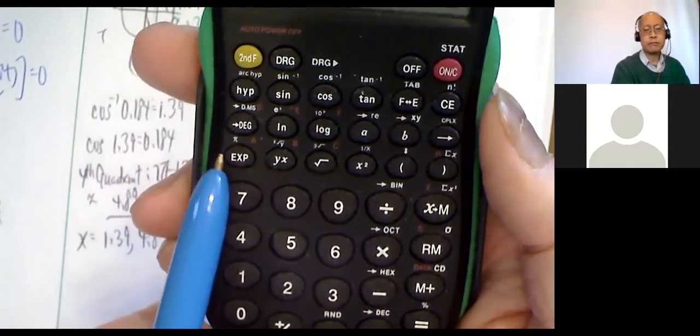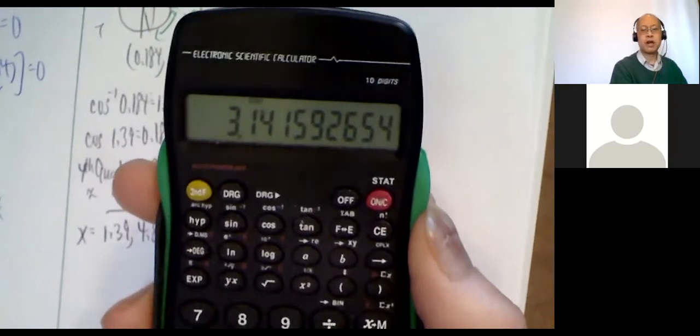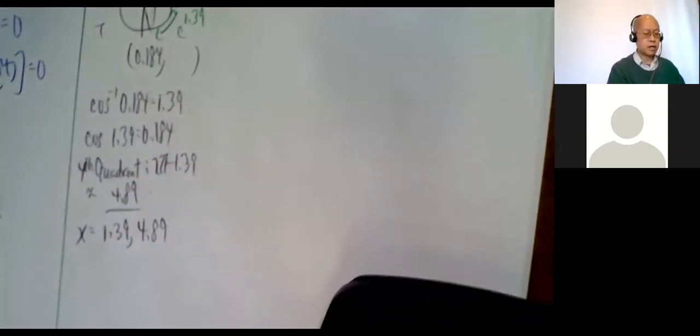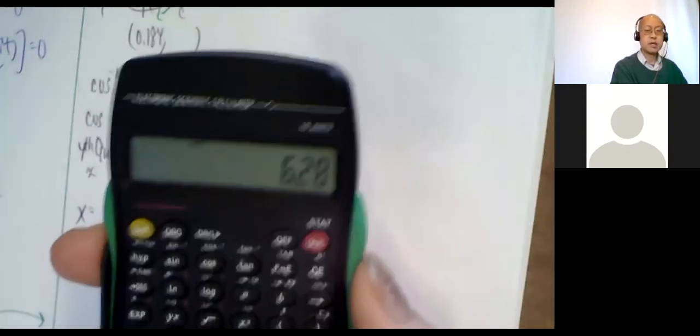Okay, let me actually do that. So let me clear. Second function, pi, yeah, there we go. 3.14159, blah, blah, blah, that's pi. But I was going to say, if you don't have a pi button, just use 3.14. So let me pretend you don't have a pi button. Okay, so that's 3.14 times 2, 6.28.